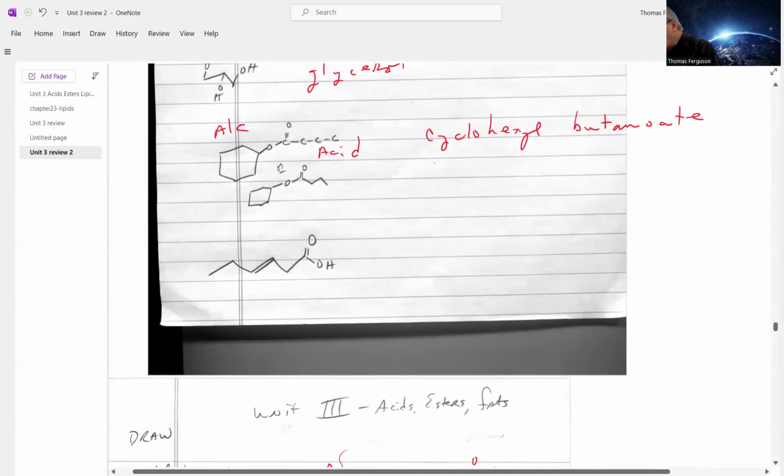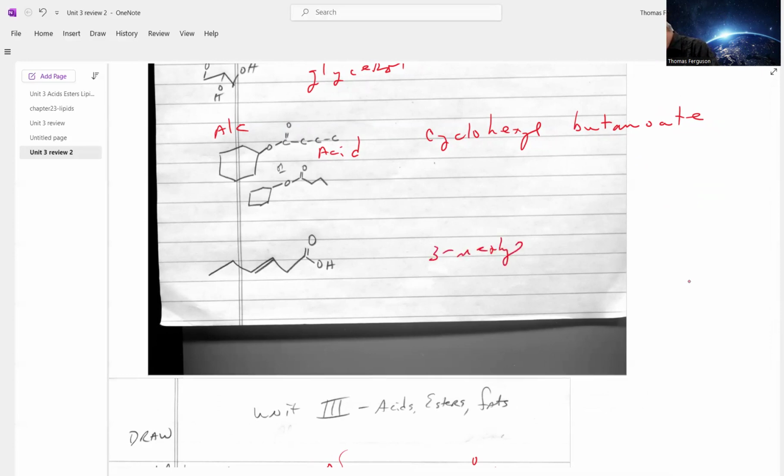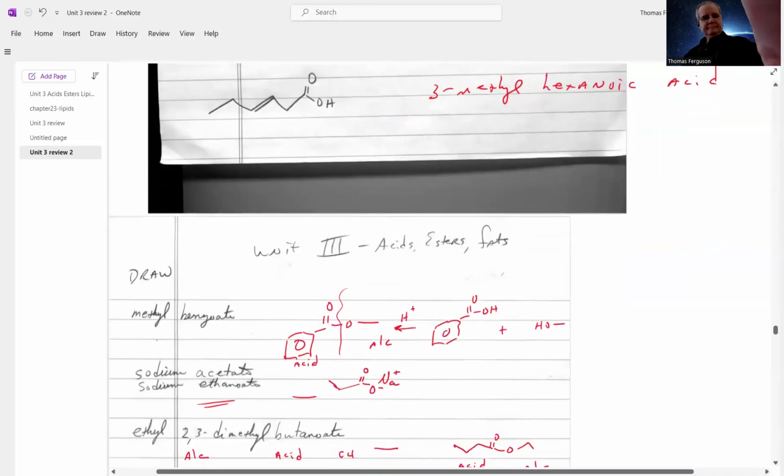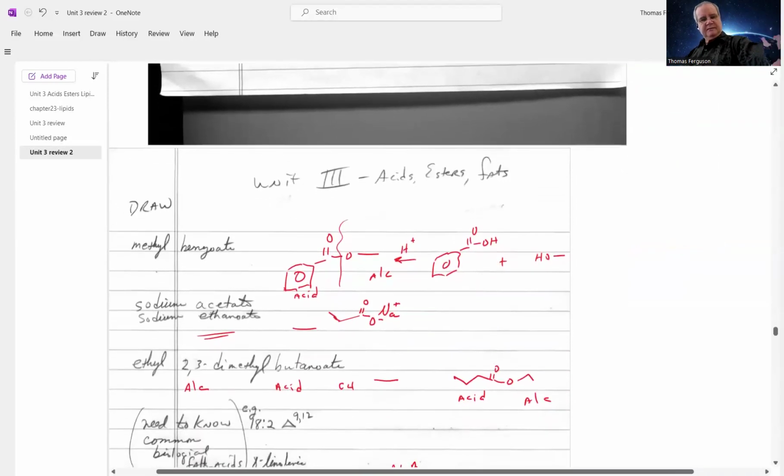Okay, here we have just plain old acid, 1, 2, 3, 4, 5, 6. So it's going to be a 1, 2, 3 methyl. Hexanoic acid. And then we've already done these.